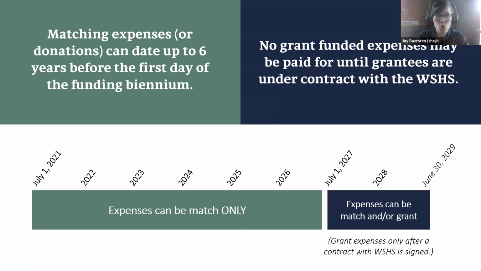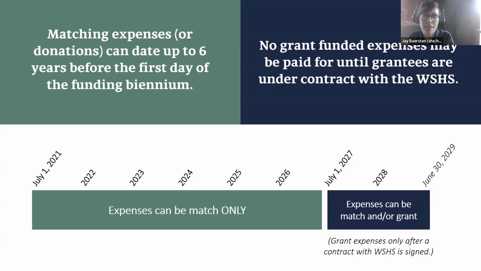So we try to make this program as flexible as possible. As I said before, you cannot start spending any grant dollars until the date your contract is signed. But we do allow you to go back up to 6 years to find your match. So if you replaced your roof 2 years ago and you're like, man, I really wish I could have used that as a match for this future grant I want to apply for, good news. If it was within 6 years of the first day of the biennium, you can do that.